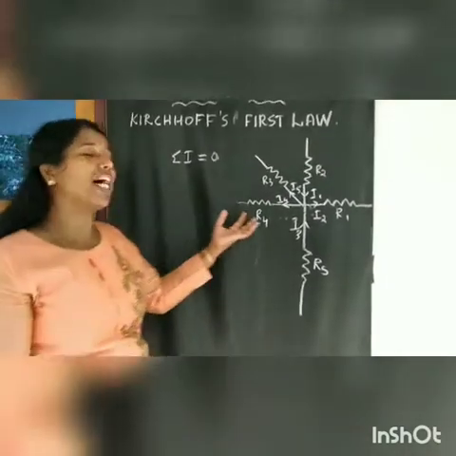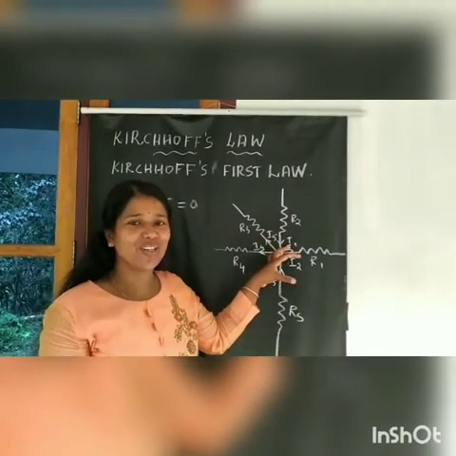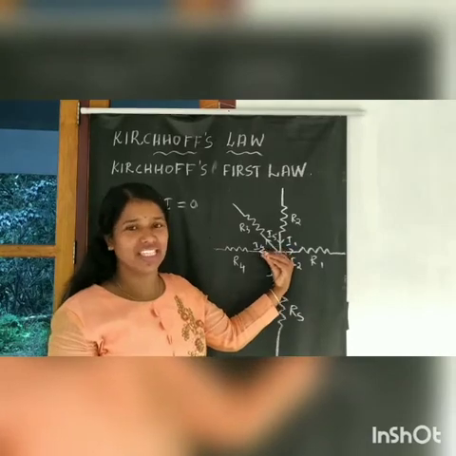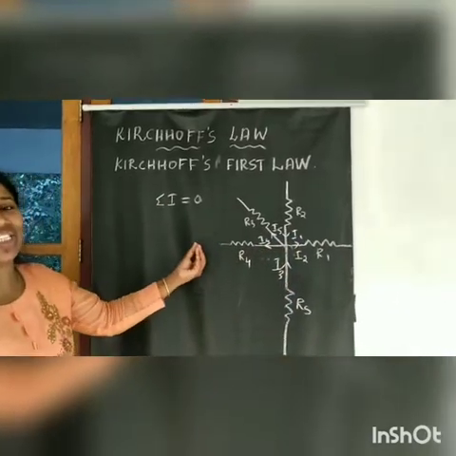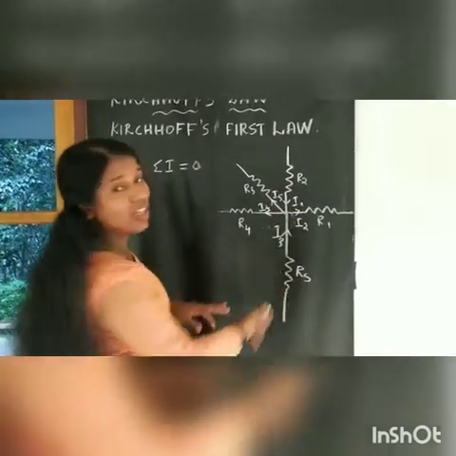That means the sum of the current entering the junction is equal to the sum of the current leaving the junction. In this case, we can discuss. I have drawn a diagram here.